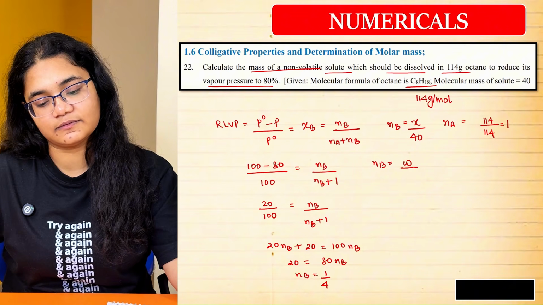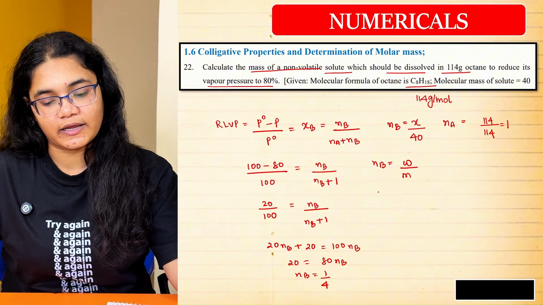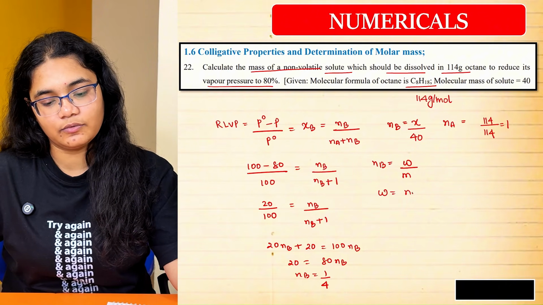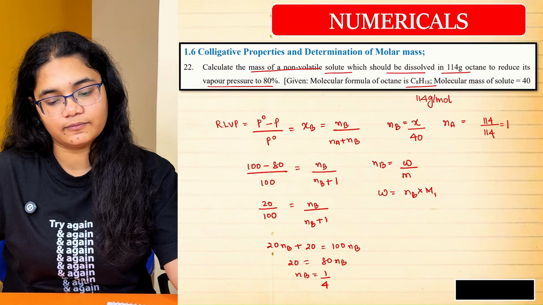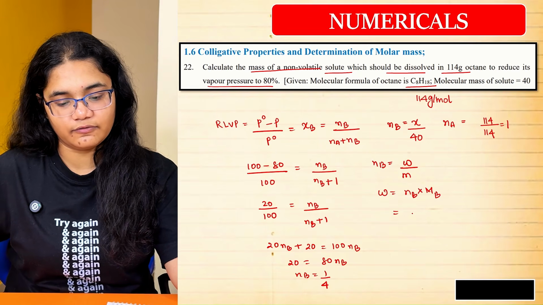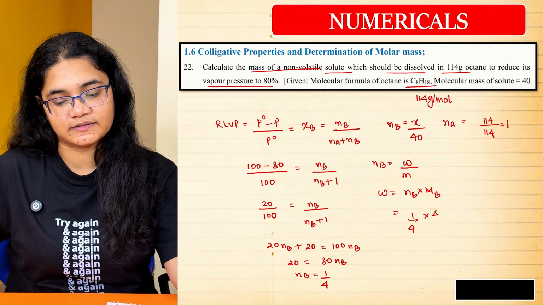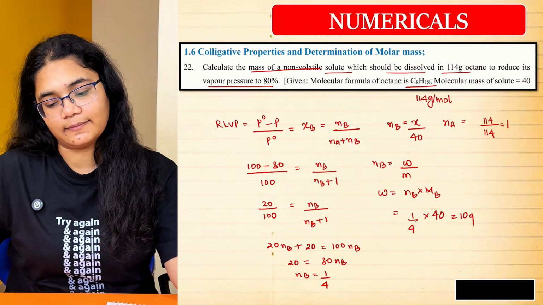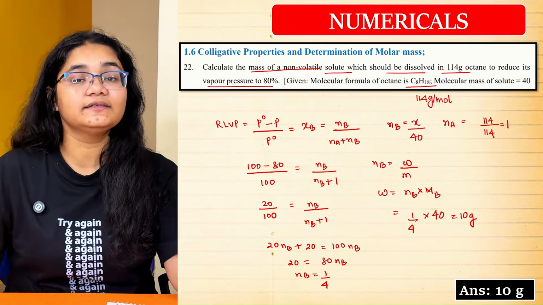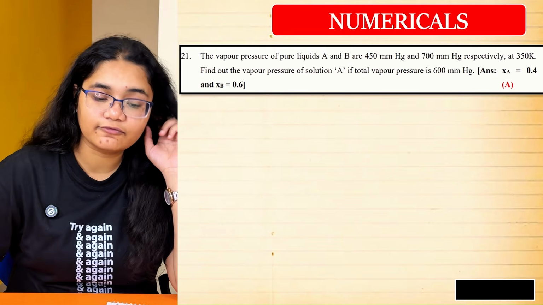Now, what is this NB here? NB is given mass by molar mass. So I can write that given mass is equal to NB into molar mass. What's the value of NB? 1 by 4, and molar mass is 40. So I'll get 10 grams. Right, so that is 10 grams. Next, we'll have question number 21.